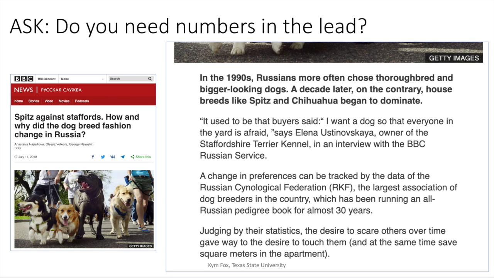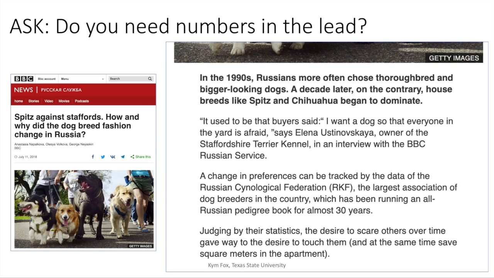Spitz against Staffords. How and why did the dog breed fashion change in Russia? So there's data behind this story, but let's look at the lead. In the 1990s, Russians more often chose thoroughbred and bigger looking dogs. A decade later, on the contrary, house breeds like Spitz and Chihuahua began to dominate. So there are numbers behind this.